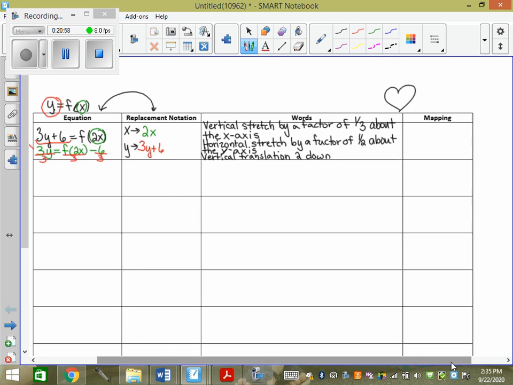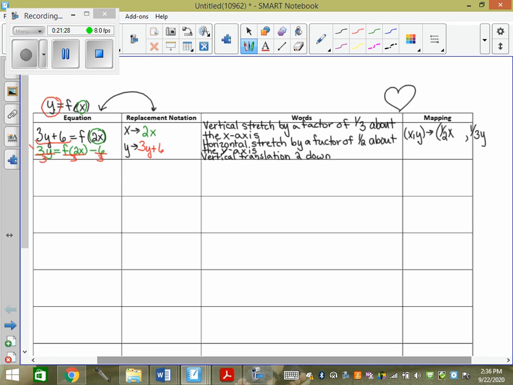Now I can go to my mapping. What numbers do I have? A third, a half, and 2. What's going to appear in my mapping? A third, a half, 2. They're not going to flip. They're not going to change. They could have sign changes, but that's it. So I have x, y. My stretches always multiply. So this is a vertical stretch, a third. So my y is going to multiply by a third. Horizontal stretch by half, my x is going to multiply by a half.